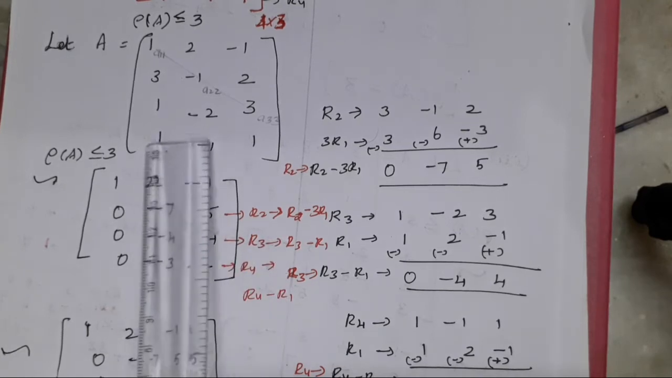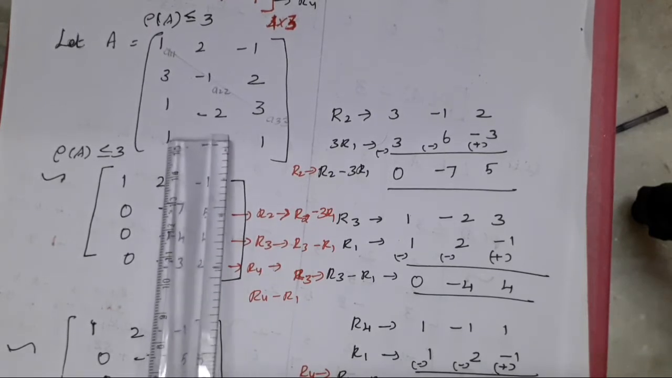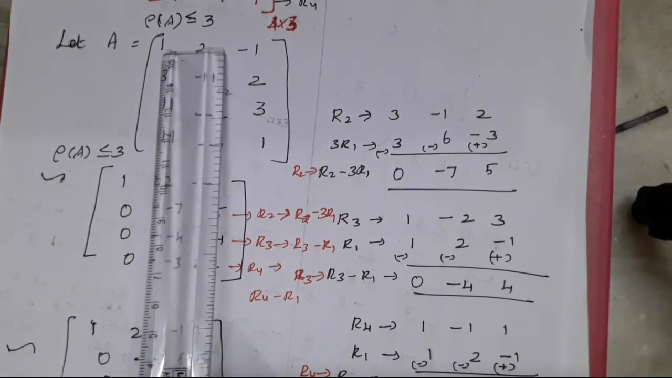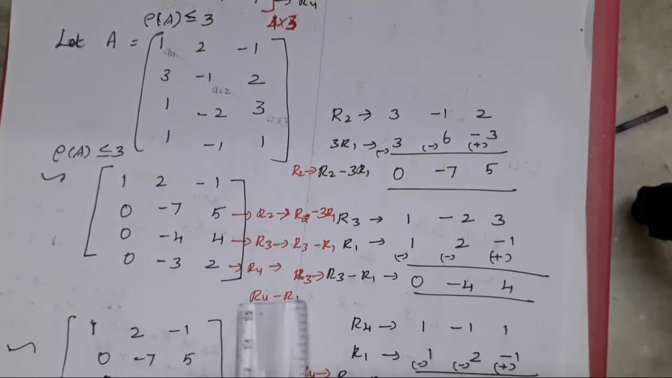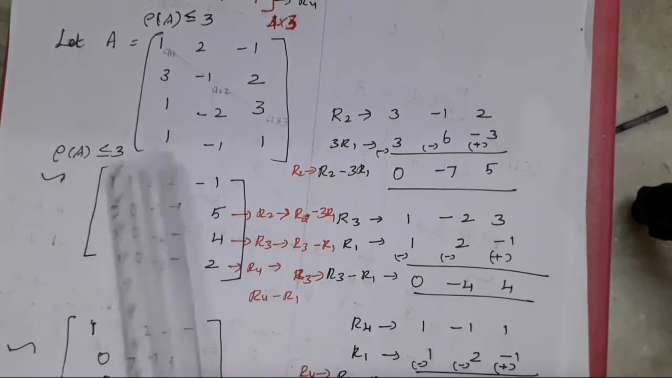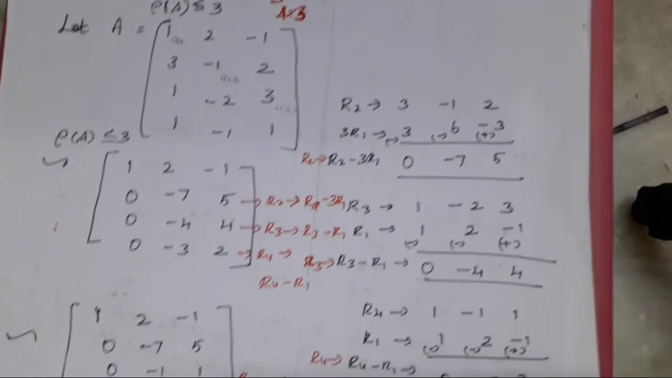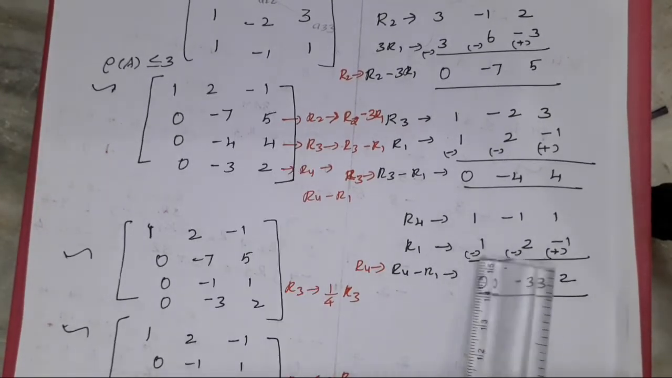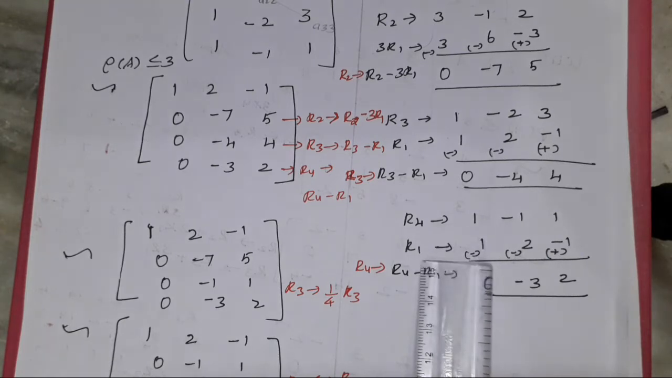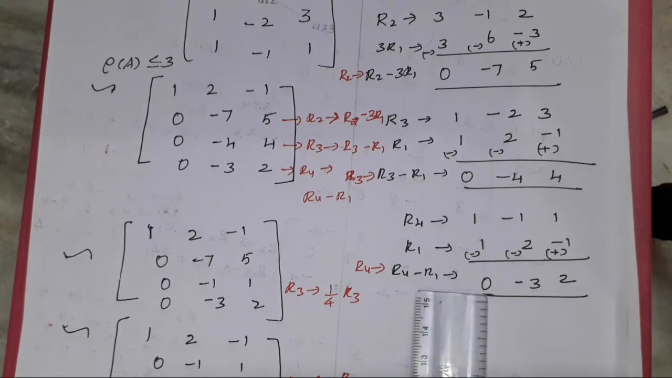In the fourth row, the first element we want to become 0. So this is R4, the first element is 1. R1, the first element is also 1. So 1 minus 1 we easily subtract and get 0. So what is R4? I write it here: R4 gives R4 minus R1. R4 is 1 minus 1, 1. R1 is 1, 2 minus 1. If you want that R4 element to become 0, it means R4 minus R1.